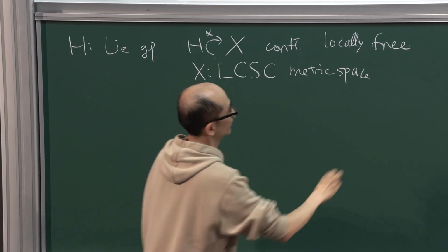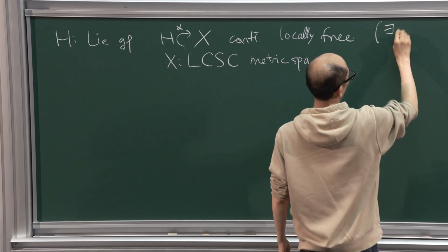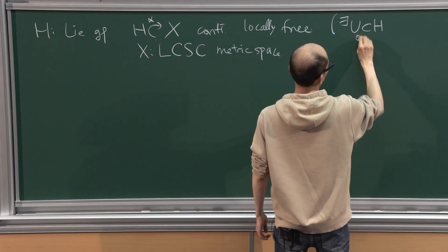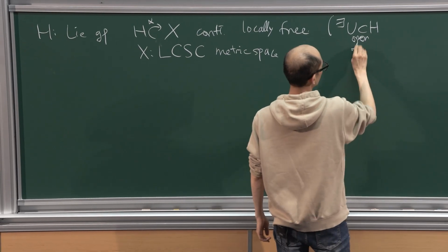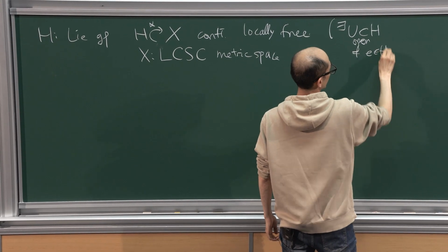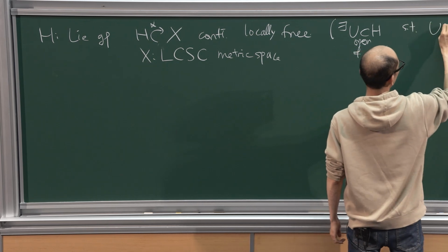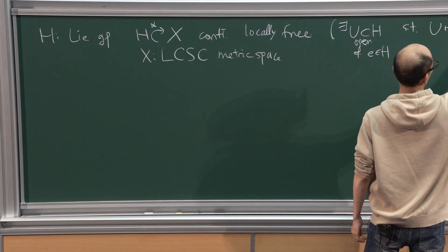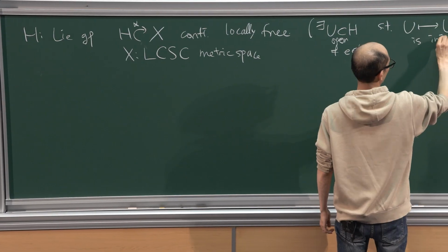That means that there exists an open neighborhood of the identity in H such that the action map is injective for all x.